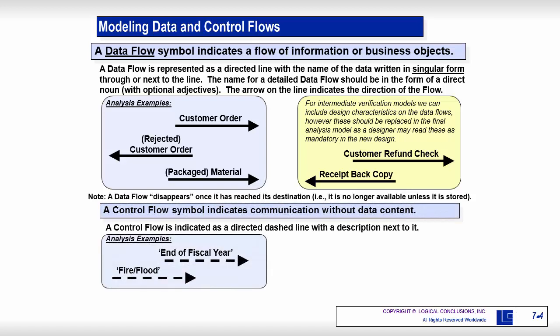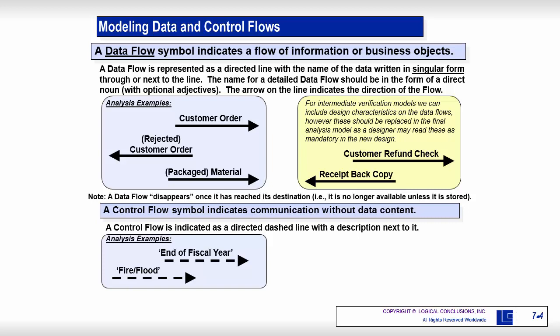A control flow symbol indicates communication without data content. A control flow is indicated as a directed dashed line with the description next to it. We name these flows with descriptive text in quotes, as shown in the examples on this slide. End of fiscal year, fire or flood. Another example of a control flow might be when a device senses heat or movement. This symbol is used to show acknowledgement of that control trigger. Remember, control flows have no value, at least not until we give them a value in design.